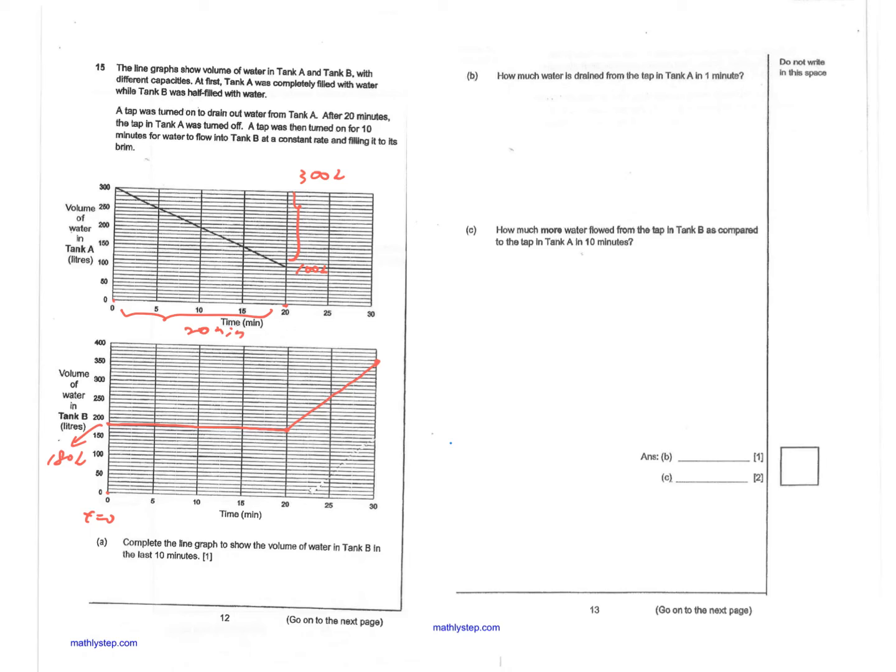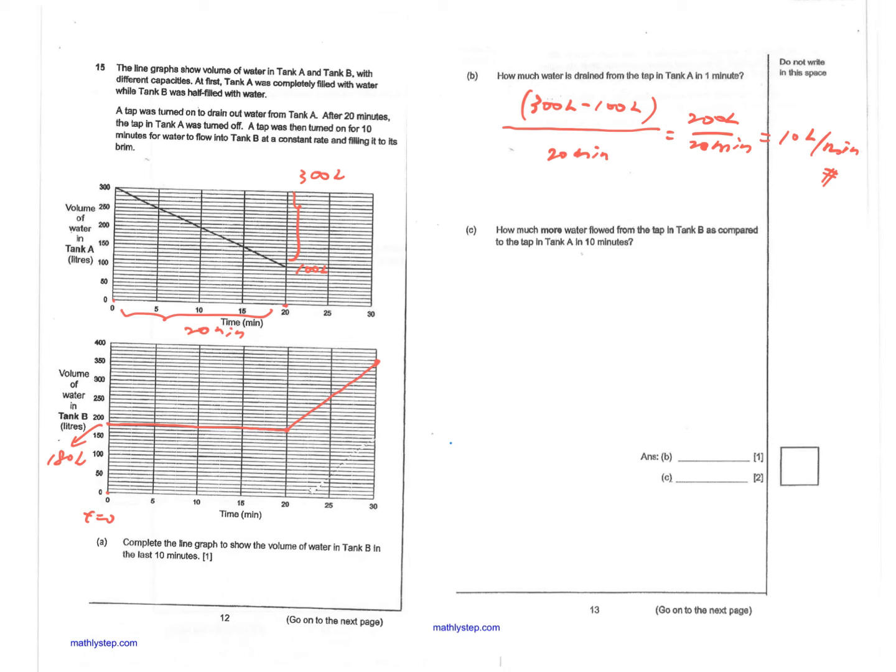Okay, so how much water was drained per minute? That's going to be 300 liters minus 100 liters. The difference is actually 200 liters. So that much water flows out, and this happens over a period of 20 minutes. So we have 200 liters divided by 20 minutes. That's going to be 10 liters per minute. This is our answer.